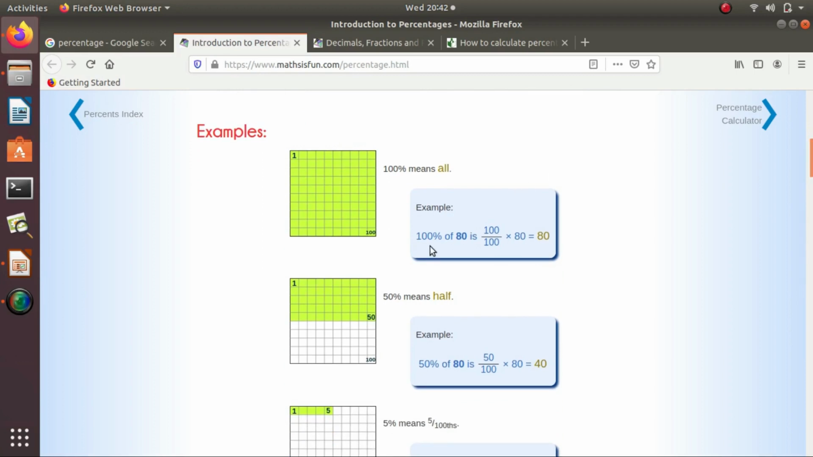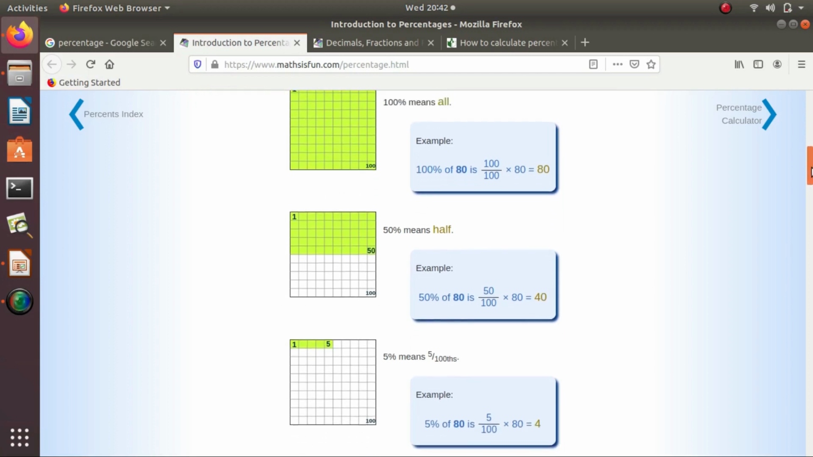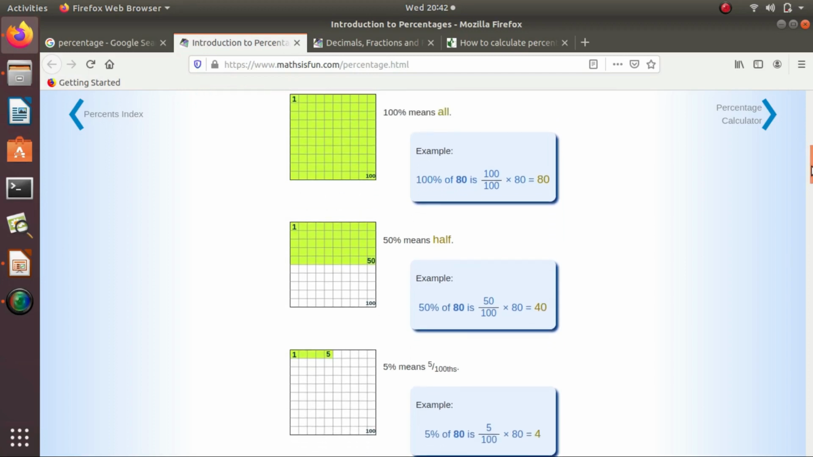Here we have 100% of 80, that is out of 80 we are picking 100%, that is all. So that will give 100 by 100 into 80, which is equal to 80. Next we have 50%. 50% means that is half. 50 by 100, 5 ones are 5, 5 twos are 10, that is 1 by 2, that is half.